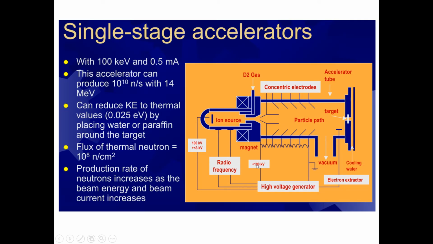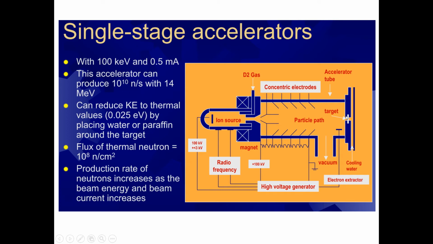So with 100 kilo electron volt and 0.5 milliampere, the accelerator can produce 10 raised to power 10 neutrons per second with 14 mega electron volt. This is what we can achieve with this particular kinetic energy and this amount of current. It can also reduce kinetic energy to the thermal value, which is equal to 0.025 electron volt, by placing water or paraffin around the target.